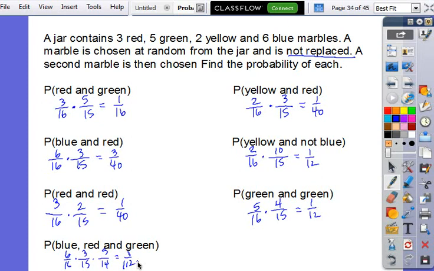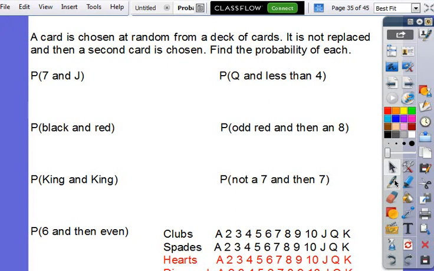All right, so 7 and Jack. I'm going to do the 7 first. How many 7s are there? 4 out of 52. Well, now there's only how many left? 51. And how many of those are Jacks? Still 4. Answer? 4 over 663. That can't be 3, right? Yes, it is, 663. It couldn't be 662 because 4 and 662 would simplify.